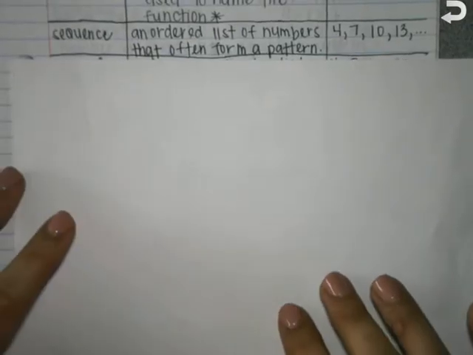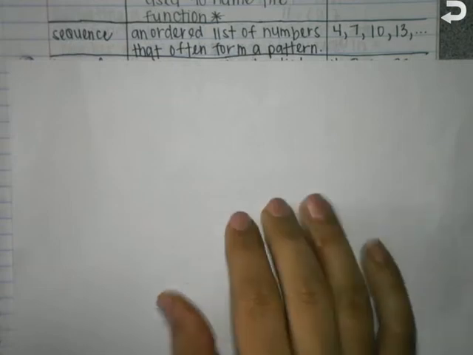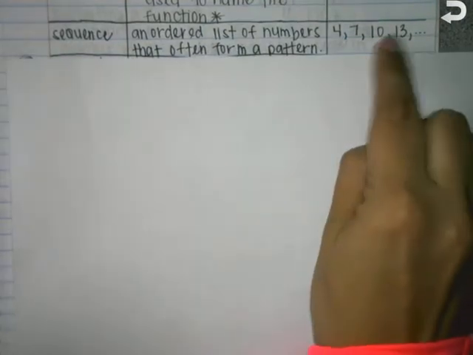A sequence is an ordered list of numbers that often form a pattern. So it's just a list of numbers that usually form a pattern. So the example I gave was 4, 7, 10, 13. Does anybody know what the pattern for that one is? Plus 3. Plus 3. Okay? So that's a sequence.